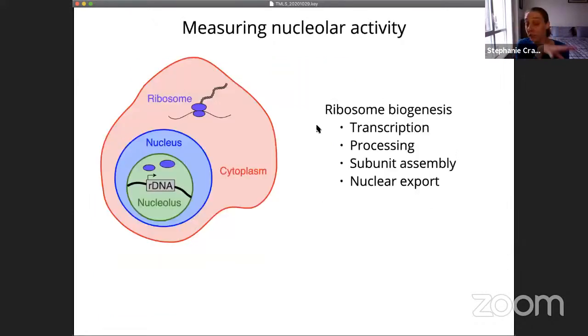And so I was looking at the nucleolus. The primary function of the nucleolus is ribosome biogenesis. This is a multi-step process, very complicated. But the first step and the rate limiting step is transcription. So to start to get at the relationship between nucleolar size and nucleolar activity, we looked at transcription.